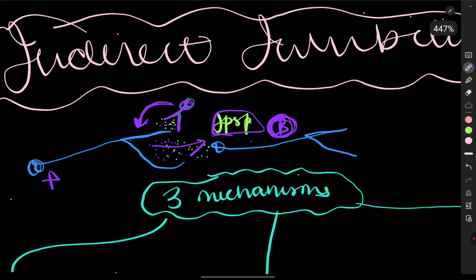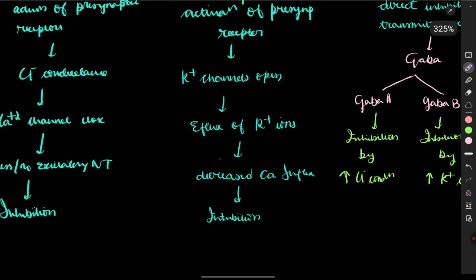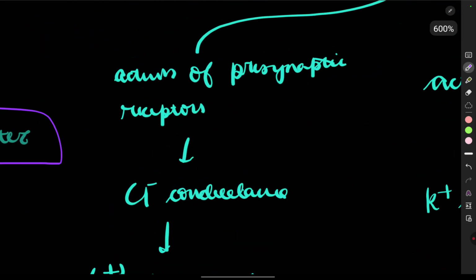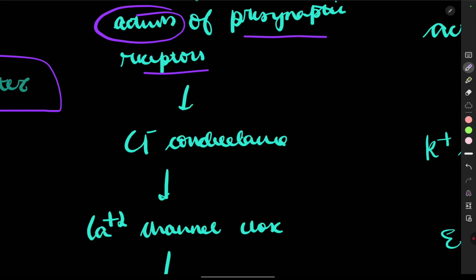So this is called indirect inhibition, and it occurs through three mechanisms that I have written in the form of a flow chart. What is the first mechanism? The action potential, then the activation of the presynaptic receptors. All of us know that the receptors are present on the postsynaptic neuron, not on the presynaptic. They are present on the presynaptic neuron also, but not activated. So first, activation of the presynaptic receptor takes place.